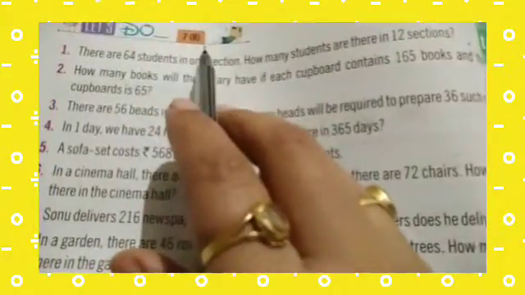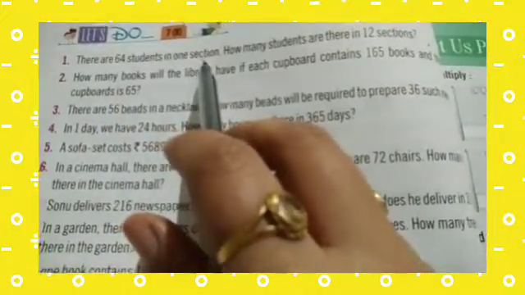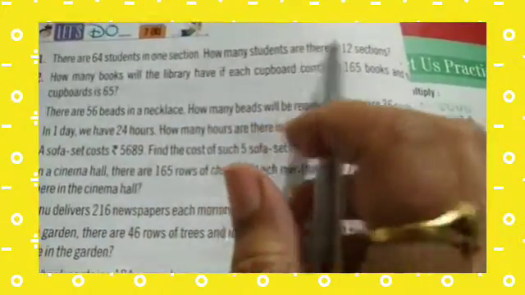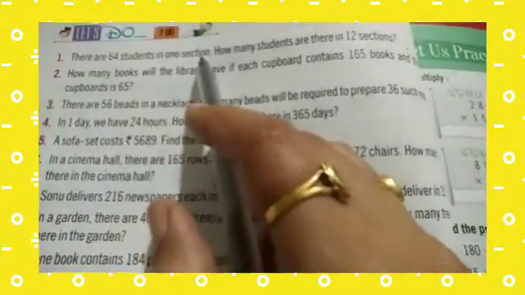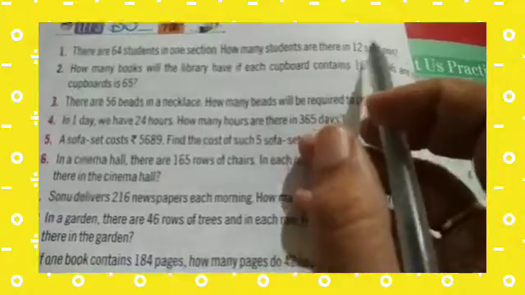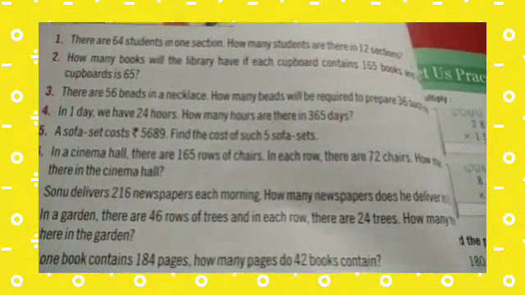Children, today we are going to do a new exercise. Let's do 7H. Okay children, so question number 1. There are 64 students in one section. How many students are there in 12 sections? So in one section 64 students are there and we have to find out the students in 12 sections. So let us copy down question number 1 in our classwork.